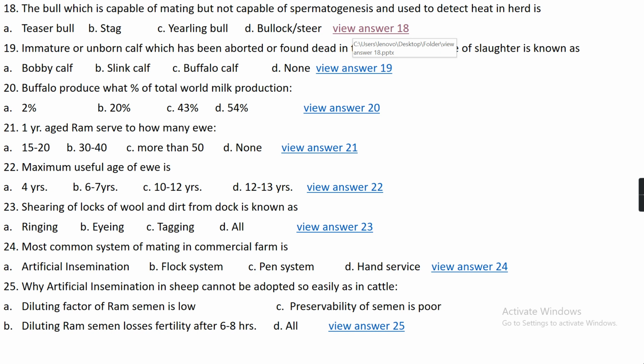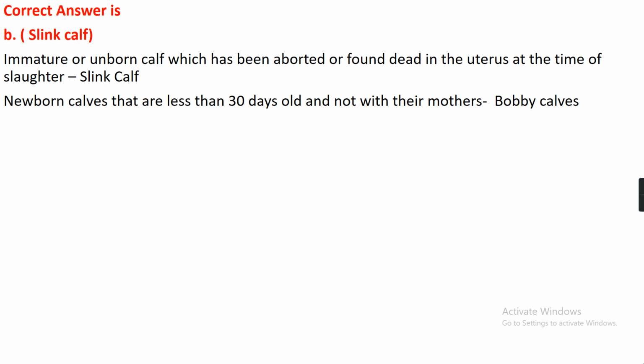Question number 19. Immature or unborn calf that has been aborted or found dead in the uterus at the time of slaughter is known as option A bobby calf, option B sling calf, option C buffalo calf, or option D none. The right answer is B sling calf. Sling calf is that immature or unborn calf which has been aborted or found dead in the uterus at the time of slaughter, while the bobby calf is a term used for newborn calf that is less than 30 days old and is separated from its mother.